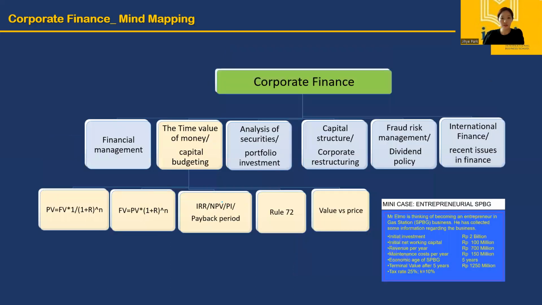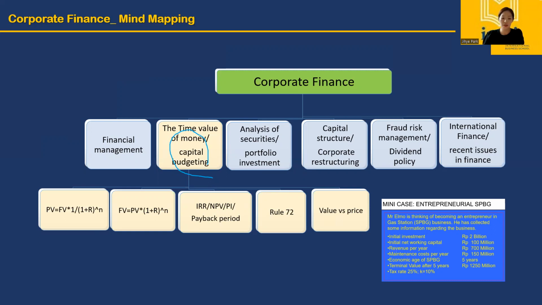The second chapter is the time value of money and capital budgeting. The time value of money, or TVM, is one of the important financial concepts. The meaning of TVM is that the value of money yesterday, today, and tomorrow are all different. If we receive $100 today, it's worth more than $100 in the future due to the opportunity cost.